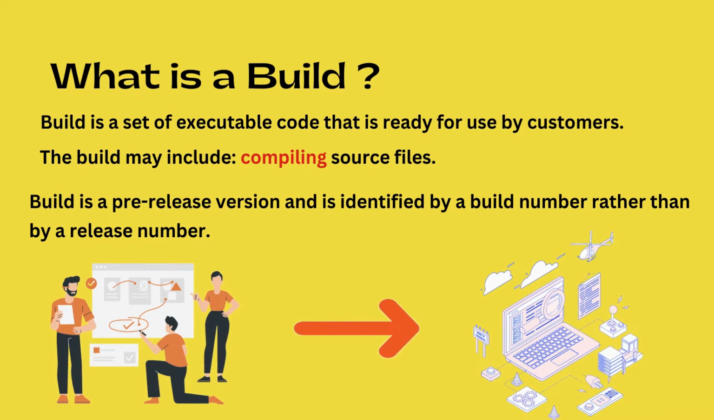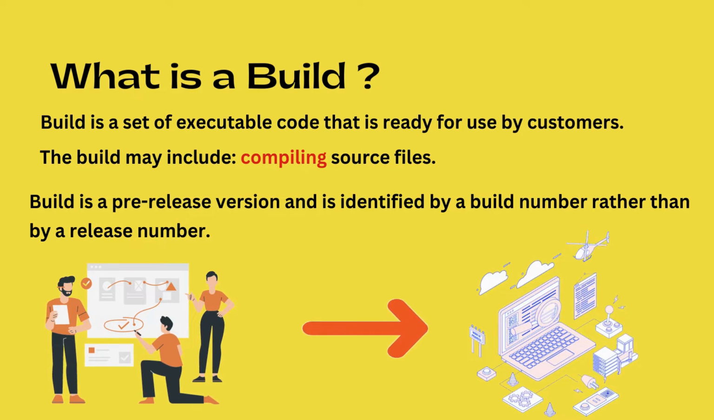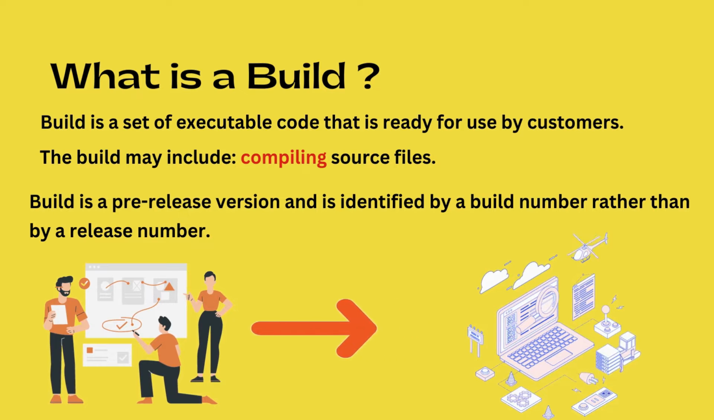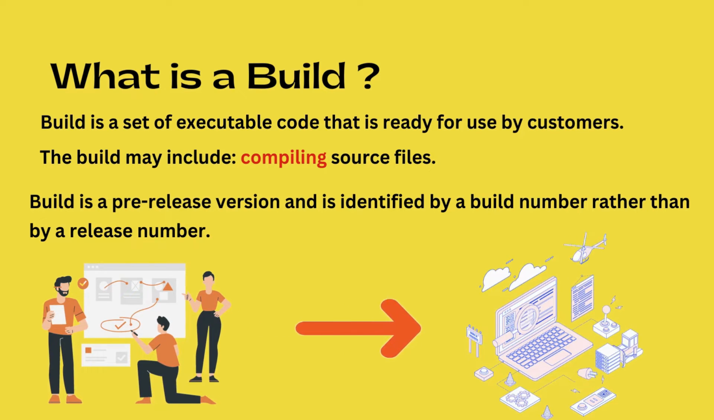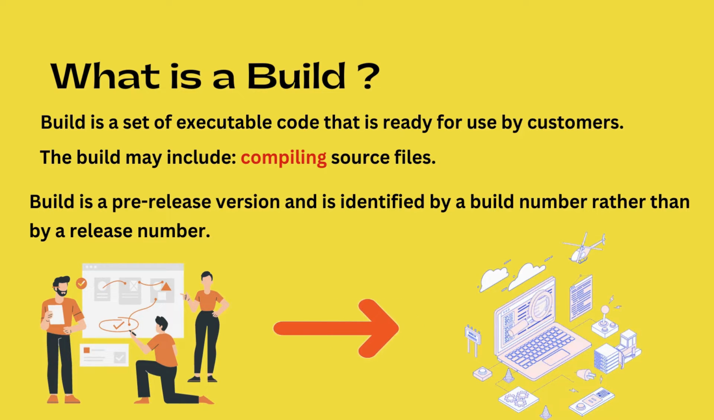Okay, and a build is always identified by a build number. A build always has a build number rather than a release number. So release will have a different number and the build will have a different number. So both are different things.